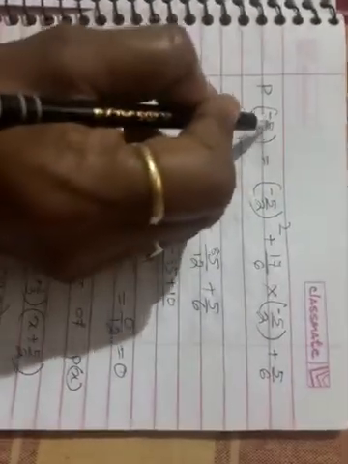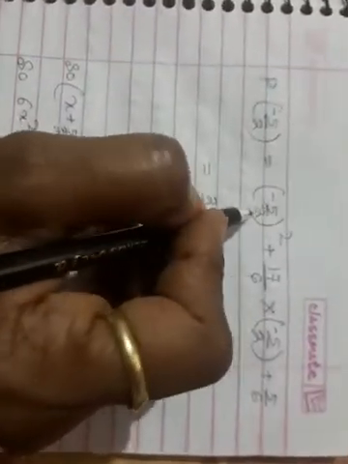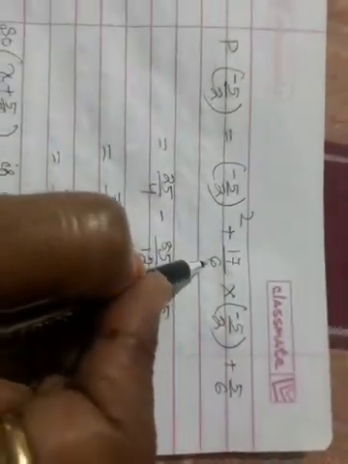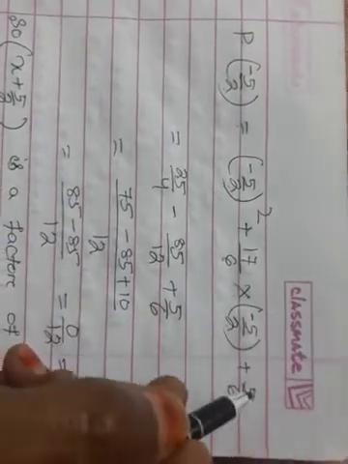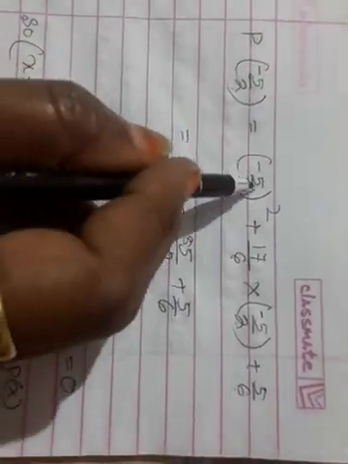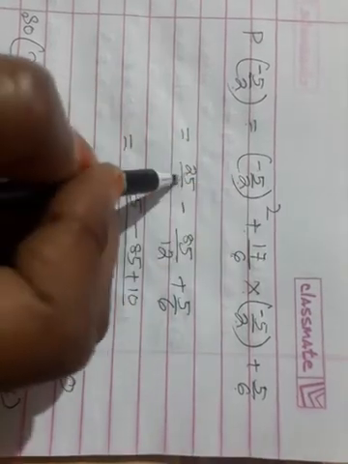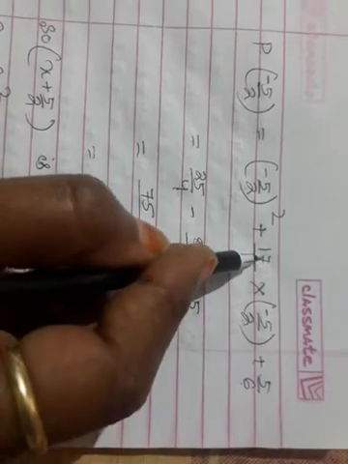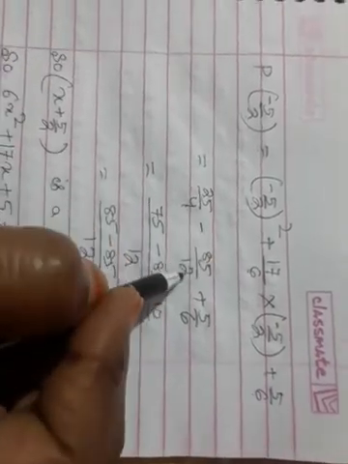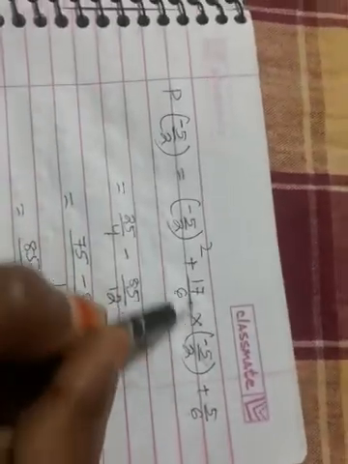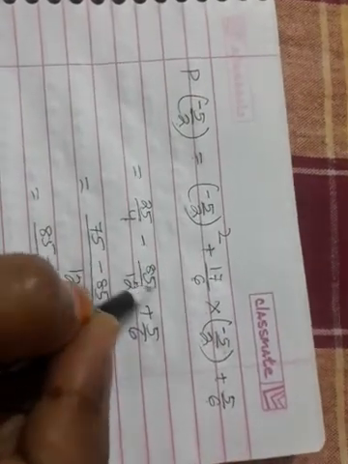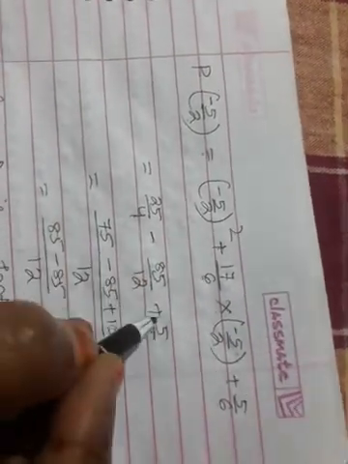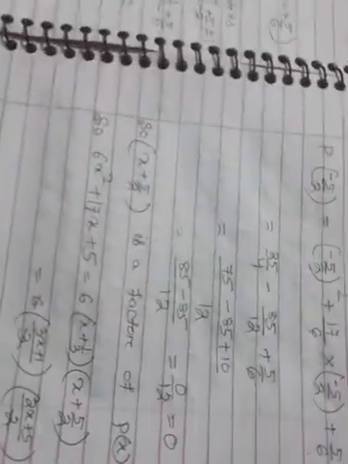Next, similarly by trial, p(−5/2) is equal to (−5/2)² + 17/6 into (−5/2) + 5/6. The whole square of −5/2 is equal to 25/4, minus 85 over 6 into 2 is 12, because 17 into 5 is 85, plus 5/6.